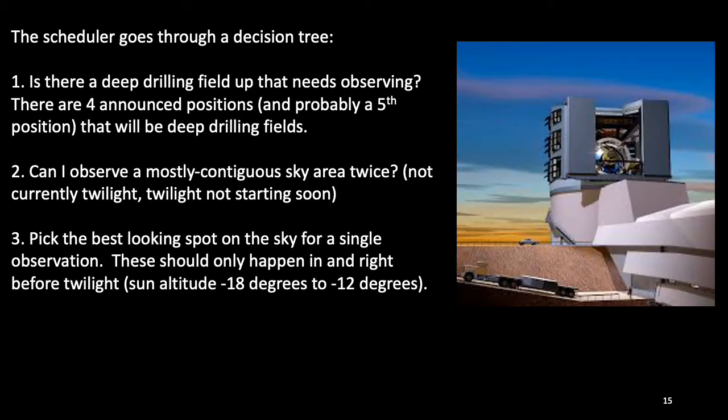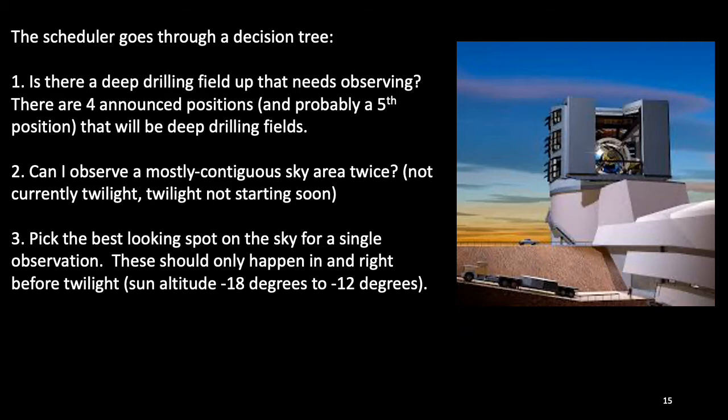All right. So the actual process of how the scheduler makes a decision on where to point on the sky is a decision tree. We've briefly mentioned the deep drilling fields before. They are the top of the decision tree. If there's a deep drilling field up that needs to be observed, that happens. If there aren't any, it falls to the next tier in the tree, which is, can it observe a large contiguous area of sky? And it's not twilight. If it can, it'll observe a large contiguous area of sky. Otherwise, it falls to the third tier, which is just look for the best spot in the sky with a single observation and take it and move on, kind of a greedy algorithm.